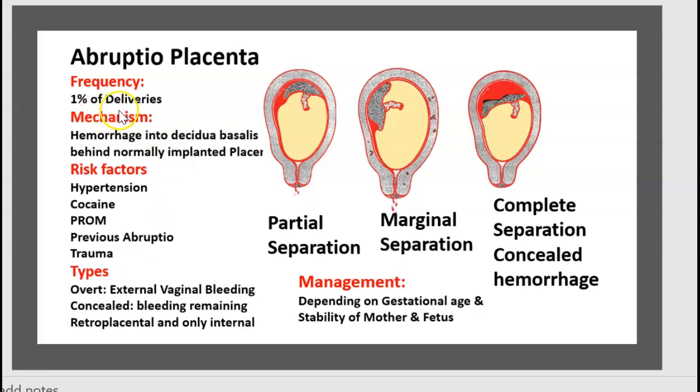Frequency is 1% of delivery. Mechanism is hemorrhage into the decidua basalis behind a normally implanted placenta. Risk factors are hypertension, cocaine use, previous abruption, and trauma. Types: overt, external vaginal bleeding; concealed bleeding, hemorrhage retroplacental and only internal. Abruptio placenta, painful bleeding, third trimester.